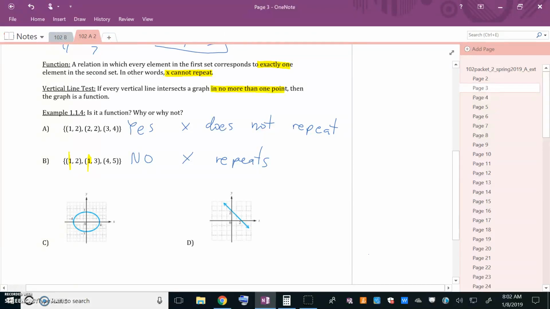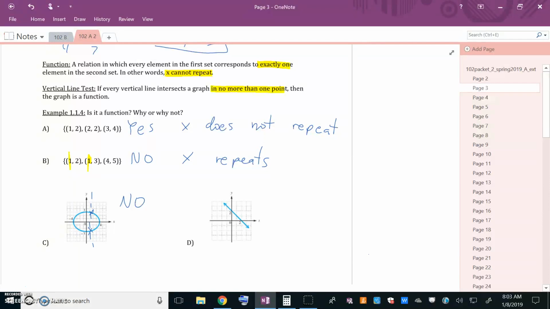So let's hop back down to my example and look at C here. That's basically an oval. So here, if I draw a vertical line right here, it's more or less straight, I've just hit that graph in two locations. So that is not a function.